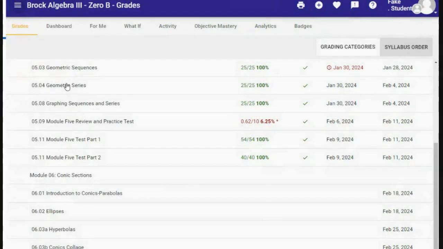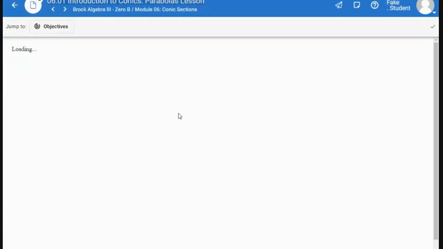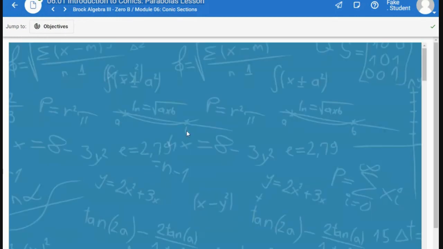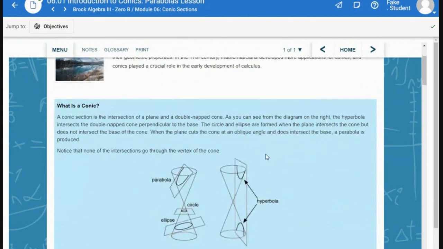All right, let's go back to our activity screen and look at our lesson on intro to conics. The parabolas lesson. We're familiar with parabolas, but we're going to look at it a little differently. The Greeks actually discovered conic sections during the classical period, which is 600 BC to 300 BC. So a long time ago, not quite 3,000 years ago, and mainly considered their geometric properties. In the 17th century, like 2,000 years later, mathematicians developed more applications for conics, and conics played a crucial role in the early development of calculus. So conics have played a big role in math.